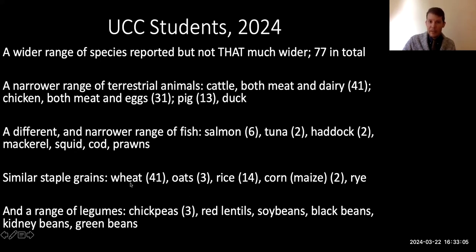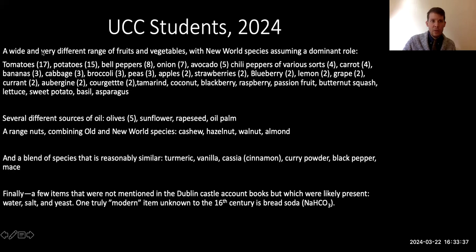Similar staple grains, that is wheat and oats, although rice is relatively important, and American corn actually shows up a little bit too. One thing that's interesting about student diets at UCC is their reporting of a range of legumes that we really didn't see at all with Dublin Castle. So chickpeas, and then a smattering of others. One of the things that I think is most fascinating is this huge, really different range of fruits and vegetables.